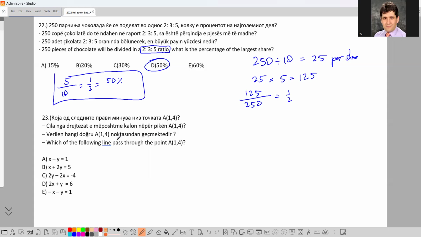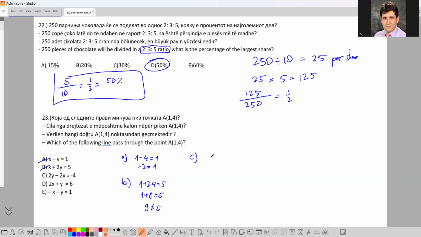Which of the following lines passes through point (1, 4)? We can just test each one and see whether it passes through (1, 4). Under A, we test x is 1 minus y is 4, that should be 1. Negative 3 should be 1, it's not. Under B, x, which is 1, plus 2 times y, which is 4, should be 5. So 1 plus 8 should be 5.